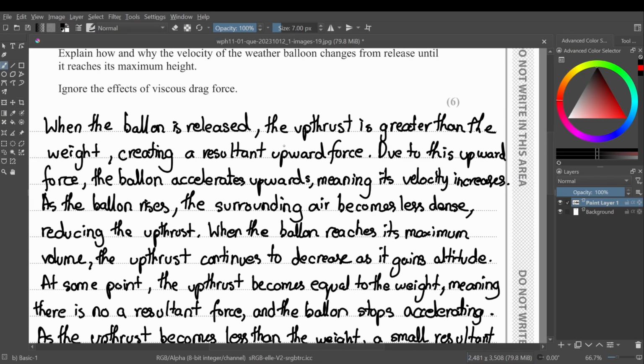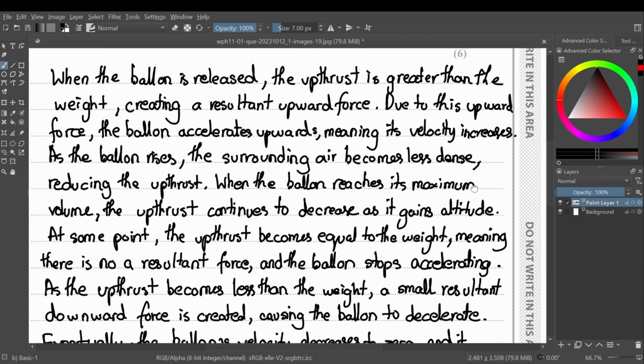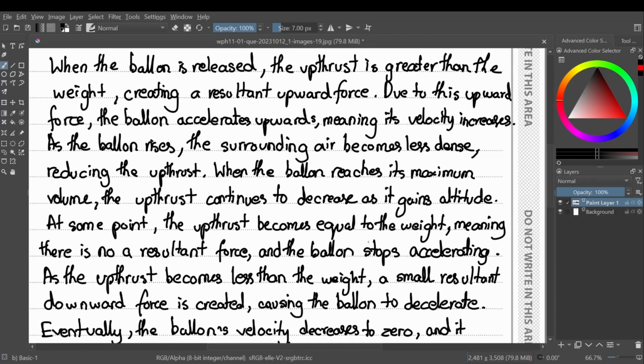The answer is: when the balloon is released, the upthrust is greater than the weight, creating a resultant upward force. Due to this upward force, the balloon accelerates upwards, meaning its velocity increases. As the balloon rises, the surrounding air becomes less dense, reducing the upthrust. When the balloon reaches its maximum volume, the upthrust continues to decrease as it gains altitude, meaning height. At some point, the upthrust equals the weight, meaning there is no resultant force and the balloon stops accelerating.